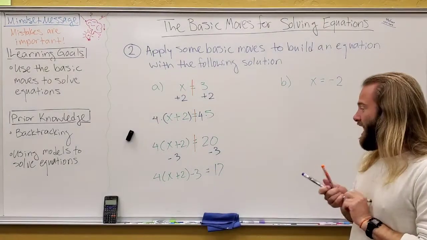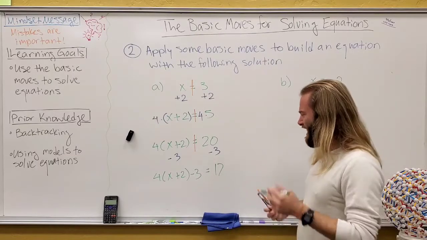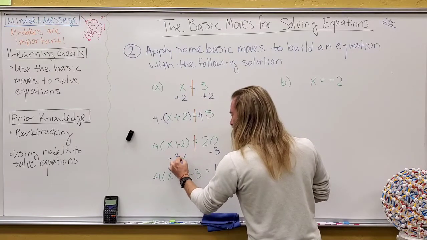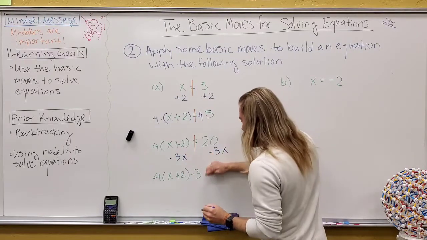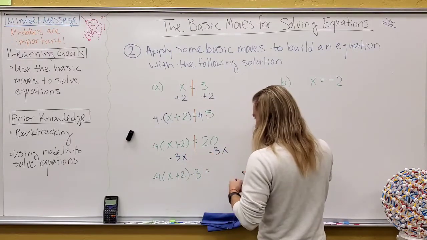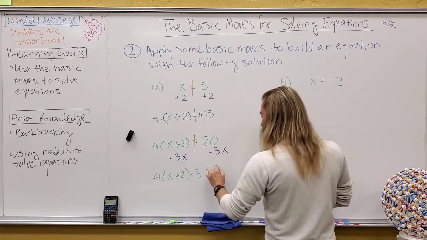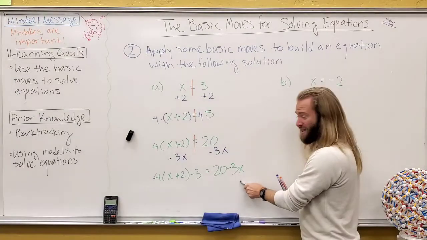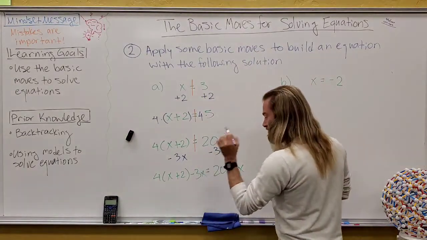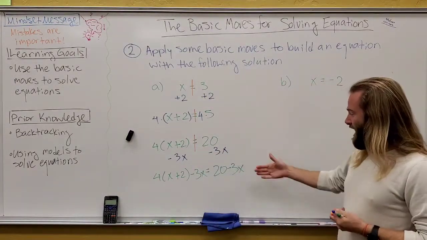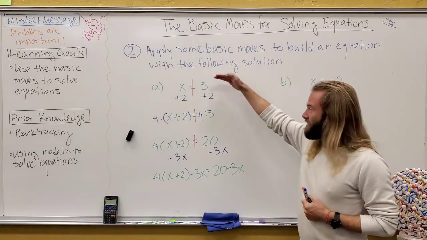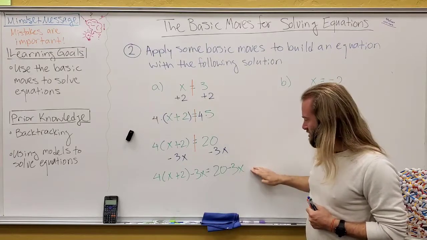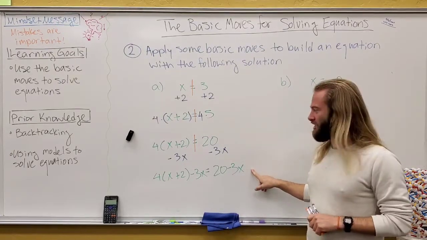So what I've done is I've built an equation here. In fact, I might do something even more interesting. Let's just use another x on here. And instead of 17, this will be 20 minus 3x. And I want you to be very careful. Those are not like terms, so they just have to stay like this. And then that would be minus 3x. So what I have here is an equation that I've started with a solution that I want, and I've built an equation using the basic moves that has that solution.